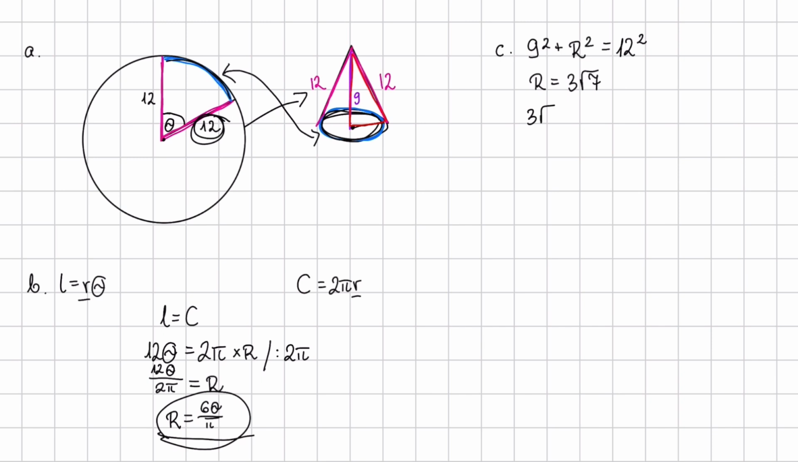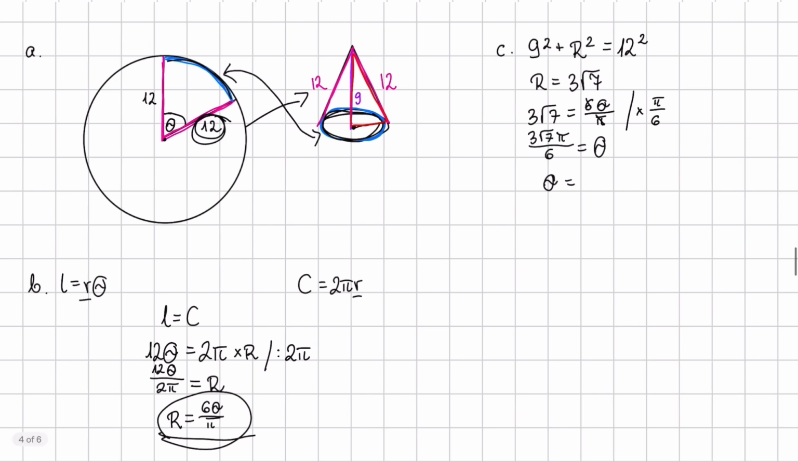So 3 square root of 7 equals 6 theta over pi. So we can just multiply both sides by pi over 6. So here it will cancel out, and in here we have 3 square root of 7 pi over 6 equals our angle. So this is pi square root of 7 over 2.